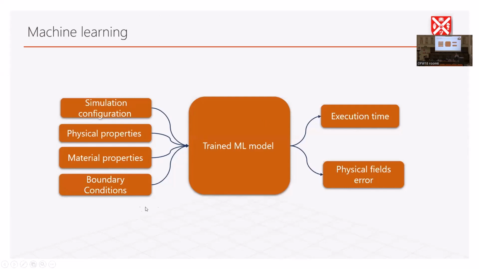So for doing this, I propose a model that takes the simulation configuration, physical properties, material properties, and boundary conditions, and predicts execution time and physical proof error. It could be any other parameter that you want. For my project so far, I used these parameters, but it could be any other parameter that would be effective.